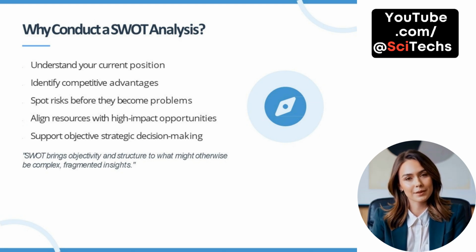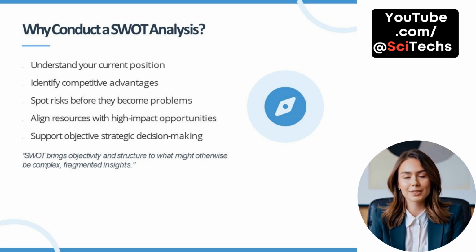For example, spotting a vulnerability in your supply chain early can prevent production delays. SWOT also aligns your available resources, time, budget, people, with high-impact opportunities, increasing the return on effort. Most importantly, it promotes objective, data-informed decision-making. In technical fields, where complexity and uncertainty are high, SWOT brings clarity to fragmented insights.